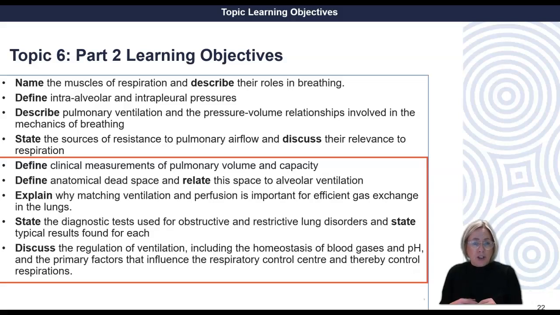efficient gas exchange in the lungs, be able to state the diagnostic tests they use for obstructive and restrictive lung disorders and state typical results found for each, and discuss the regulation of ventilation, including the homeostasis of blood gases and pH, and the primary factors that influence the respiratory control center and therefore control respiration.